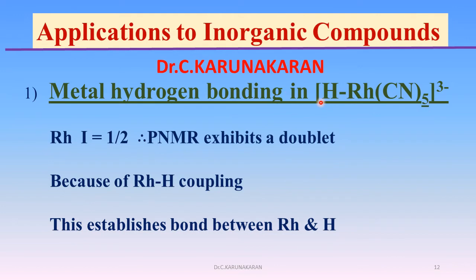Let us see quickly a few applications of NMR to inorganic compounds. One, metal hydrogen bonding in this complex molecule is established using proton NMR. The nuclear spin quantum number of the rhodium nucleus is 1/2. Therefore, proton NMR gives a doublet because of the direct bond coupling. This establishes a bond between rhodium and hydrogen.